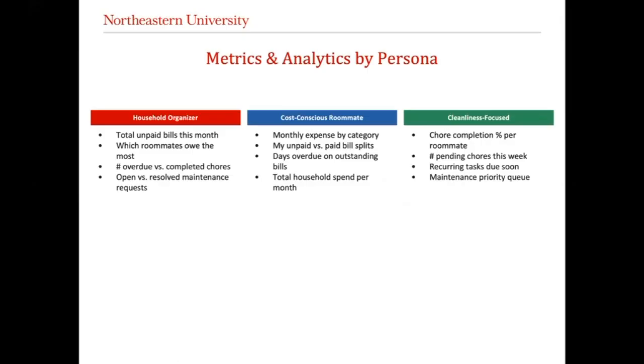So this slide shows what each persona would actually want to monitor in a dashboard. The household organizer wants a high level view, which is total unpaid bills, who's the most overdue, chores, and open maintenance requests. The cost-conscious roommate wants detailed financial breakdowns: expense by category, days overdue, total spend per month. The cleanliness focused roommate wants chore stats and the maintenance queue.